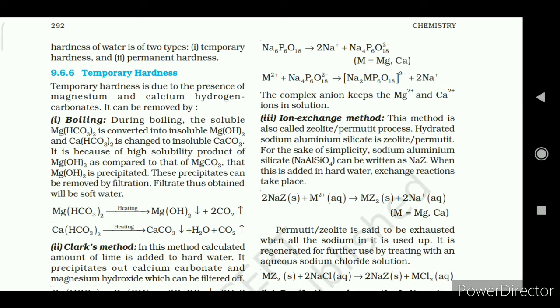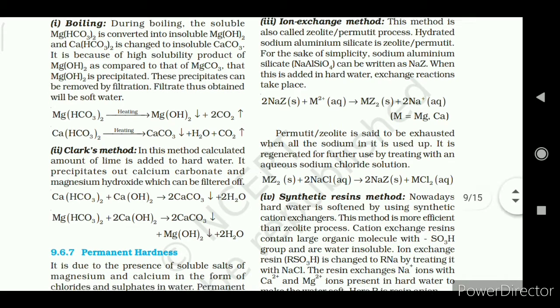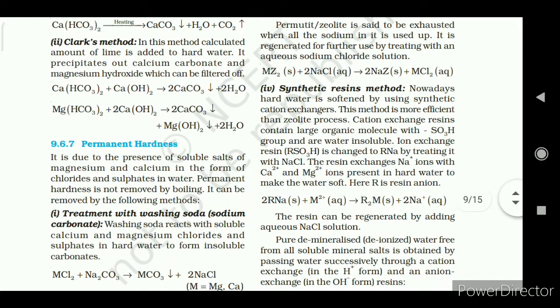Number 4. Synthetic resins method. Nowadays, hard water is softened by using synthetic cation exchangers. This method is more efficient than zeolite process. Cation exchange resins contain large organic molecule with SO3H group and are water insoluble. Ion exchange resin is changed to RNa by treating it with NaCl. The resin exchanges Na+ ions with calcium and magnesium ions present in hard water to make water soft, where R is the resin ion. The resin ion can be regenerated by adding aqueous NaCl solution.